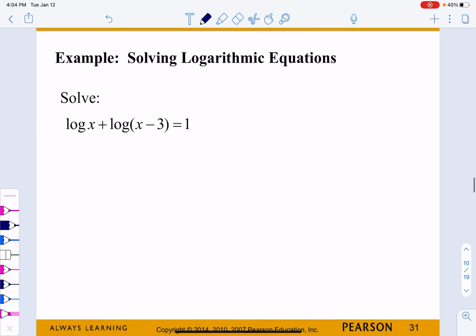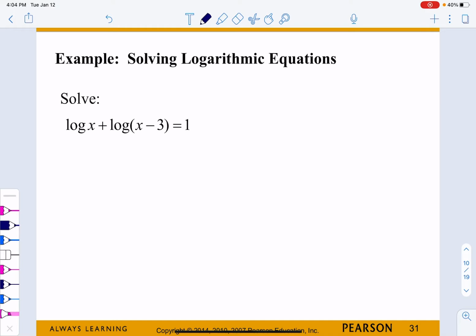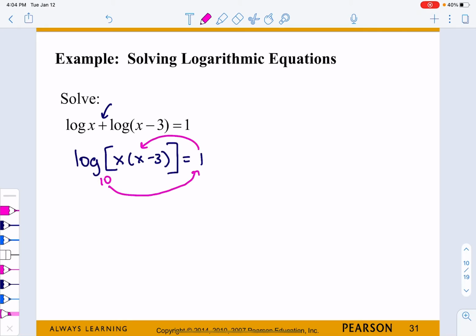Let's try another. This one says to solve the logarithmic equation, we have log of x plus log of x minus 3 is equal to 1. Now this is where we get back into condensing our logarithmic equations. Since we have a plus, that plus tells us that we are going to end up multiplying. So we're going to rewrite this as log of, technically it's going to be x times x minus 3 is equal to 1. Now I have a logarithmic function, it's just a base 10 in this case, which means we're going to have 10 to the first power is equal to our expression. So 10 to the first power is going to equal x times x minus 3.